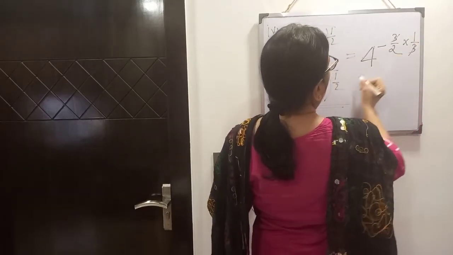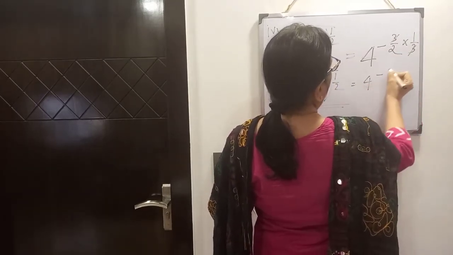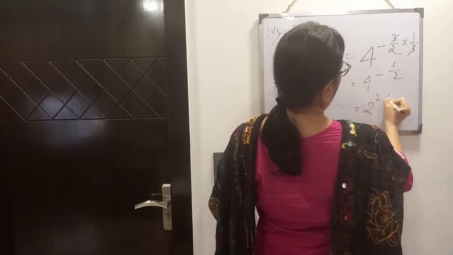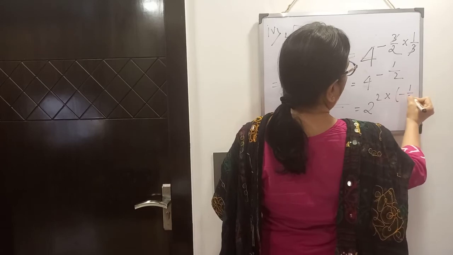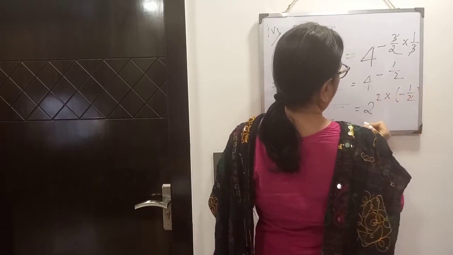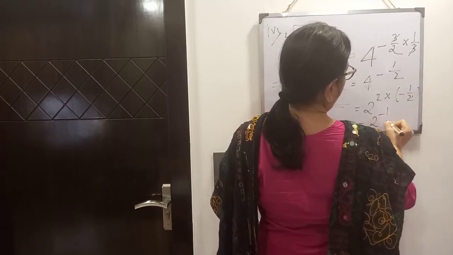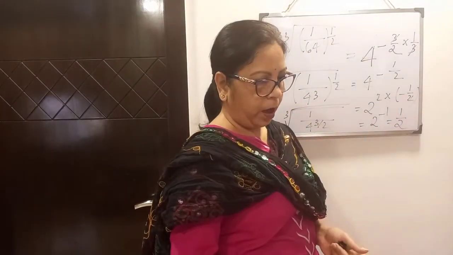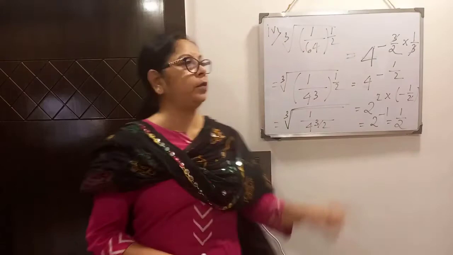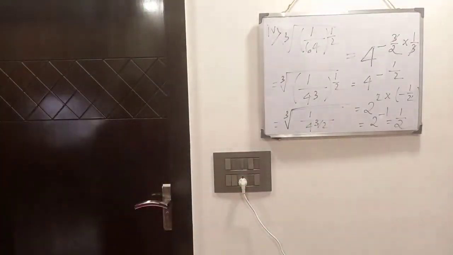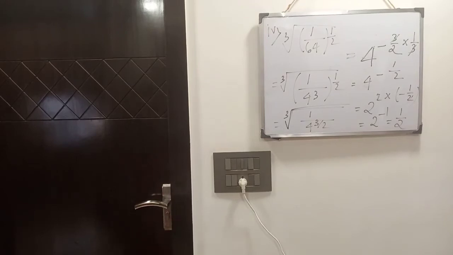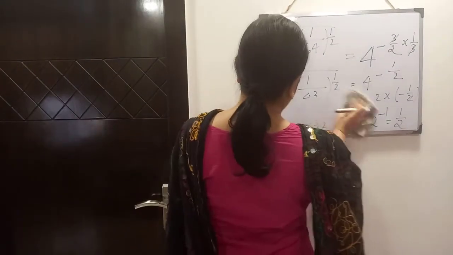Clear? Now 4 to the power minus 1 by 2. 4 means 2 square. 2 square into minus 1 by 2. 2 you cancel. So 2 to the power minus 1. That means half. Your answer is half. Clear? Now see the steps. Okay. Now next one.